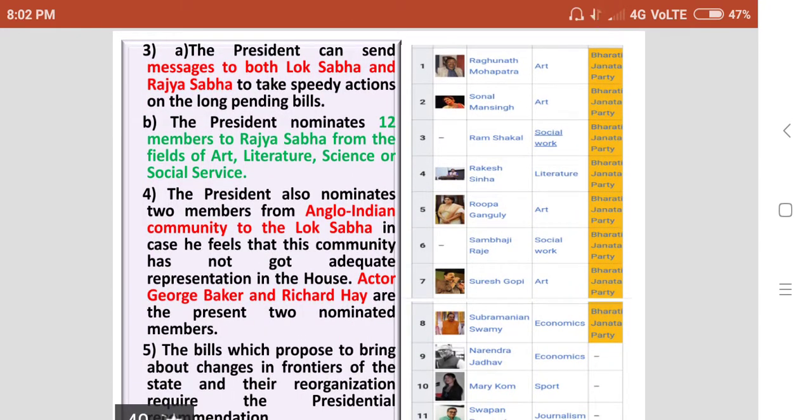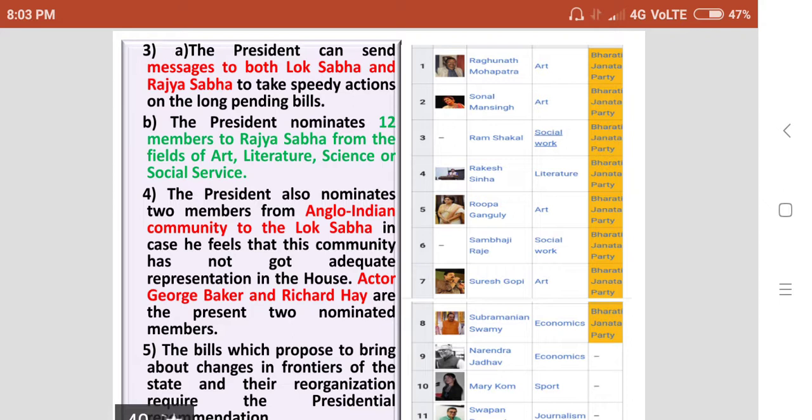Third, legislative power of the president. There are two provisions in the third legislative powers. First, the president can send messages to both Lok Sabha and Rajya Sabha to take speedy actions on the long pending bills. Second, the President nominates 12 members to Rajya Sabha from the fields of arts, literature, science, or social service.